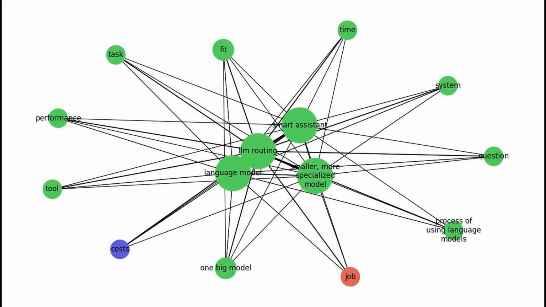So LLM routing helps choose the right language model for a specific question or task. This means that instead of using one big model that might be really powerful but not always the best fit, the system can quickly pick a smaller, more specialized model that can do the job better and faster. So this approach not only improves performance but also saves time and costs, making the whole process of using language models so much more efficient.